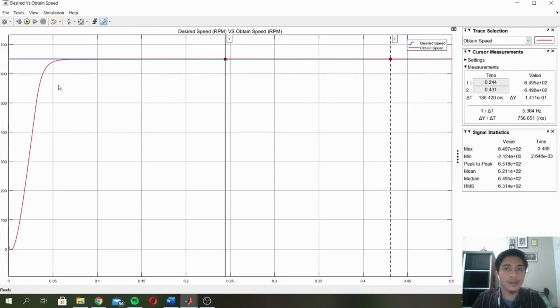So this is the final graph after we add the P, I and D, which is the value of P is 70, I is 35 and D is 0.5. There is no overshoot here and the other term can be significantly decreased, and the motor is running at 649.5 RPM, which is very close to 650 RPM. So we can conclude that by adding the PID function to our system, the overshoot and other term can be reduced and the speed can be obtained as our desired speed.